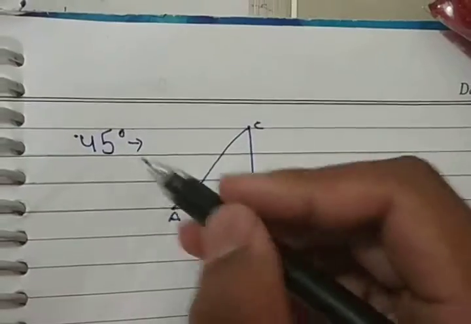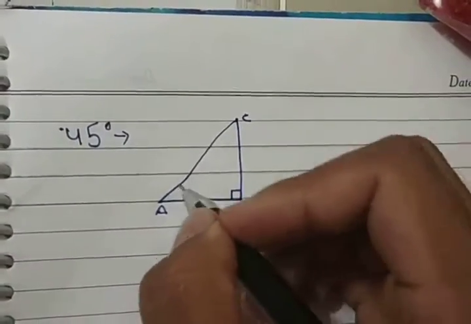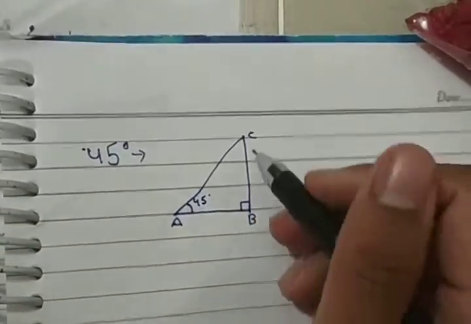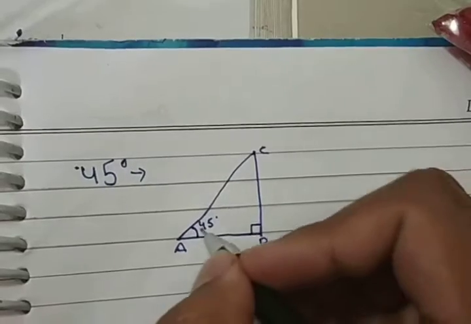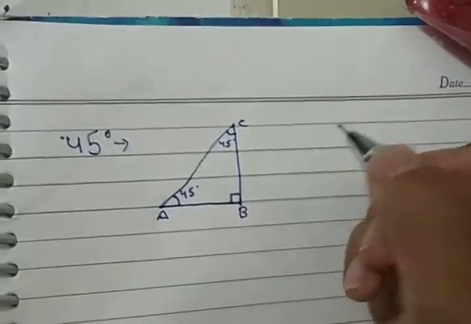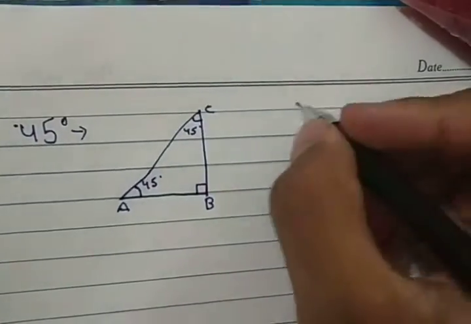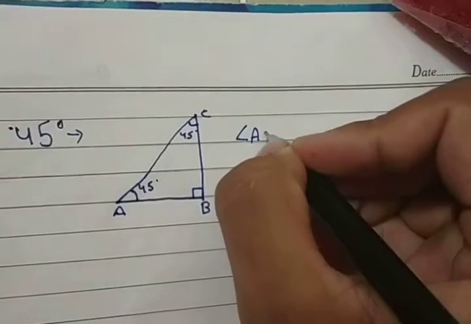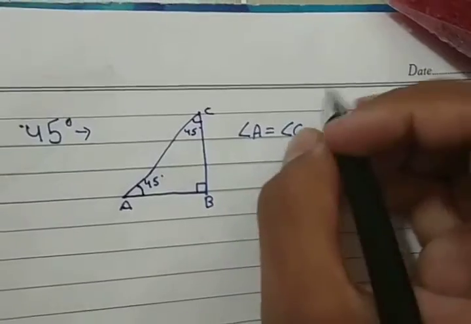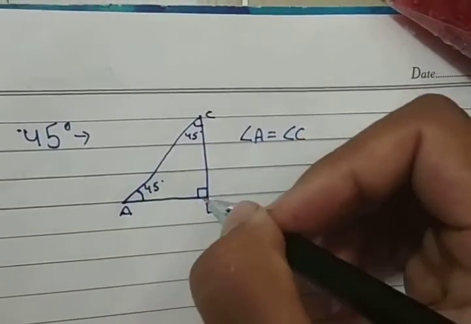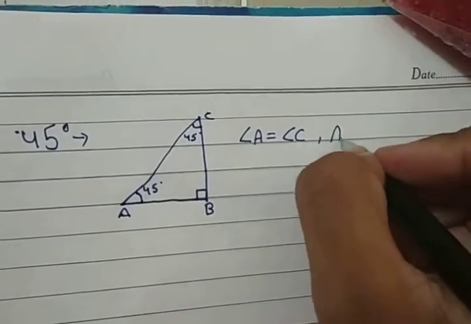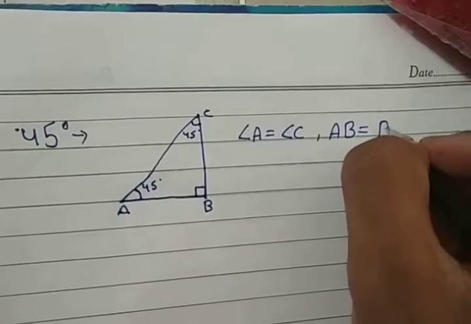And since we're talking about 45 degree angle, one of the angles must be 45 degree. Let us take A to be 45 degree, and we know that the sum of all the angles of a triangle is 180 degree. So if this is 90 degree and this is 45 degree, then this has to be 45 degree again here. What can we deduce from it? We can deduce that angle A is equal to angle C. Okay, and if angle A is equal to angle C, then the side AB is equal to side BC.